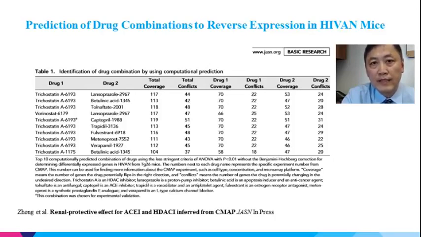So in this study, collaborating with Dr. Maya, we developed this method to predict the drug combination which can provide more effective therapy for patients with kidney disease. So using this computational program, we predict the two drugs. One is the angiotensin 2 inhibitor, the other one is HDAC inhibitor. So to validate this computational prediction, we use animal model, which is a HIV transgenic mice.